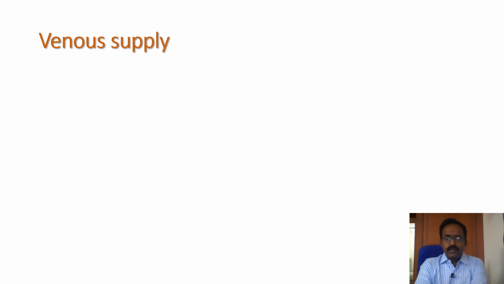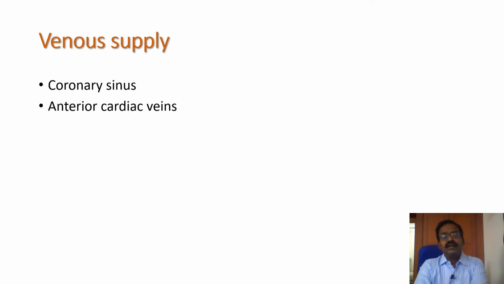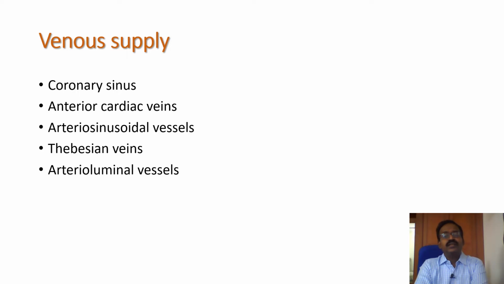Venous supply of the heart. The heart has various venous supplies. The major system is the coronary sinus and anterior cardiac veins, which drain into the right atrium. The minor systems are arteriosinusoidal vessels and Thebesian veins, and arterioluminal vessels, which directly enter the cardiac chamber.